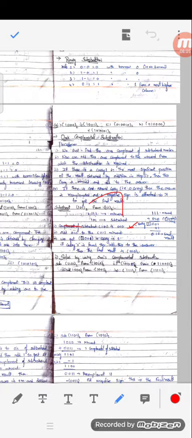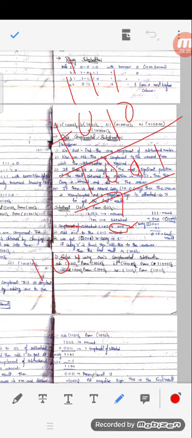Next, add this complemented subtrahend to the minuend, that is 111. Now add the complemented subtrahend 010 to the minuend. 1 plus 0 is 1, 1 plus 1 is 0 with carry 1, and 1 plus 0 plus the carry is 0 with carry 1, giving 1 0 0 1. Here 4 digits are there, but we only added 3 digits, so the extra digit acts as the carry.